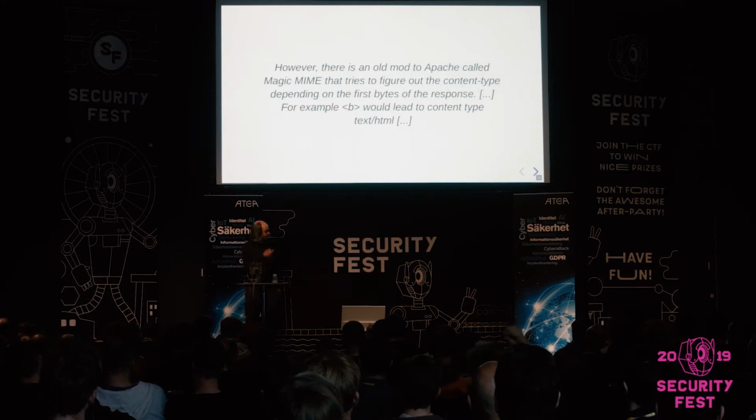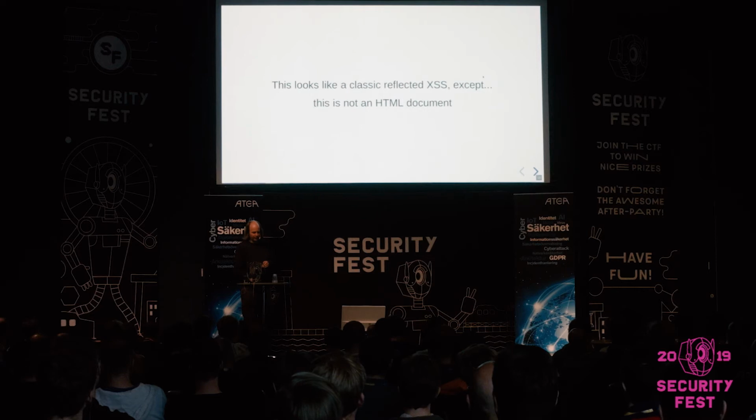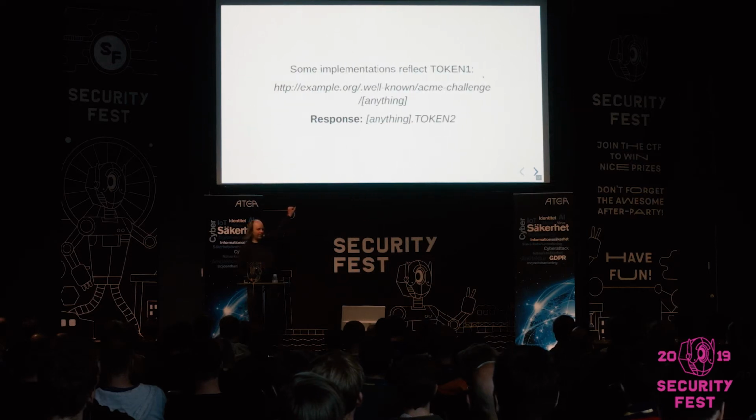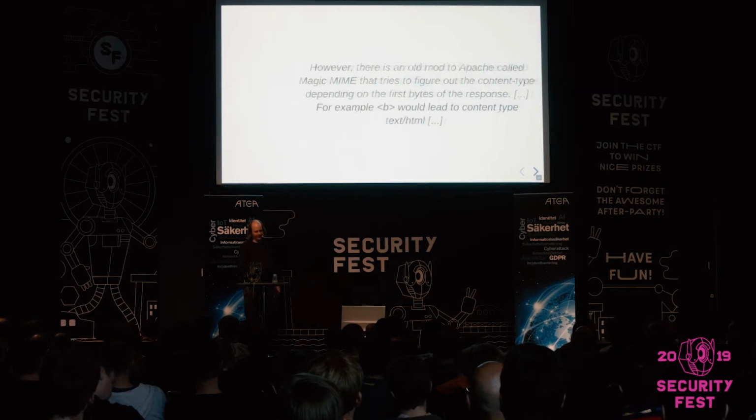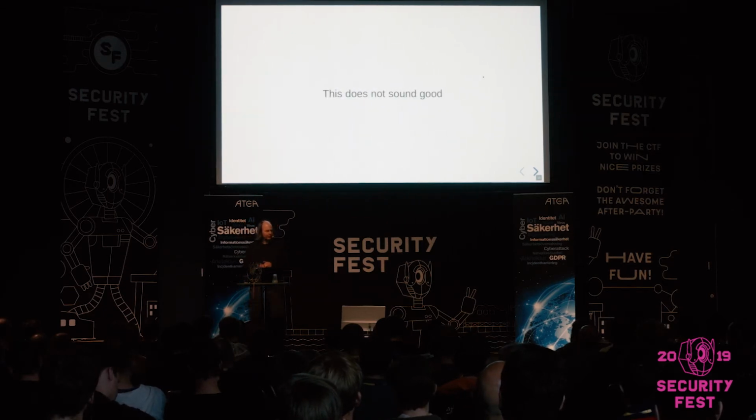However, this is a quote from the blog post I showed you earlier. It says, yeah, there's an old mod to Apache called Magic MIME that tries to figure out the content type depending on the first bytes of the response. For example, B would lead to content type text HTML. What that means is, if you put some HTML in there, then the server will guess the type based on the content and send it as a content type text HTML. So this doesn't sound good.